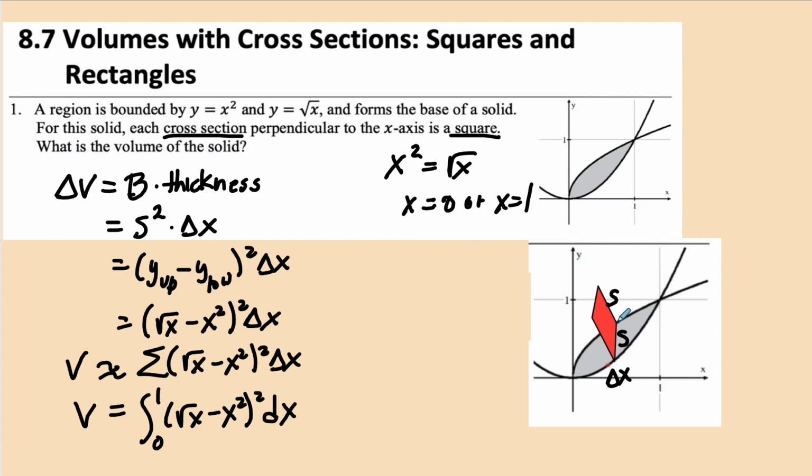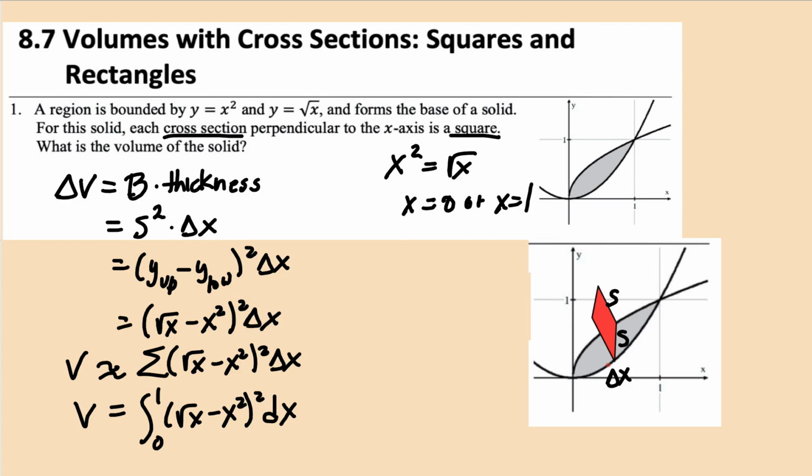In order to figure out the length of this side, we're going to do y of the upper minus y of the lower. We're going to square it because that'll give us the side squared. And then we're going to replace the y's with x's, where the volume will be the sum of all of these little slices. And then we will make it into an integral from 0 to 1, and then we'll write out the integrand. So this is the way we do it, just like slices of bread.